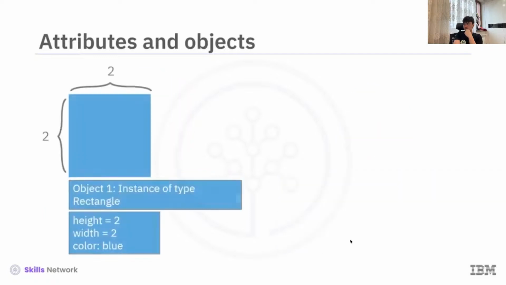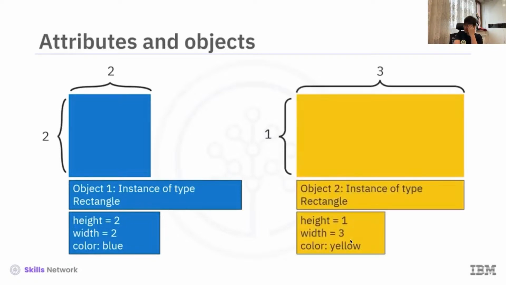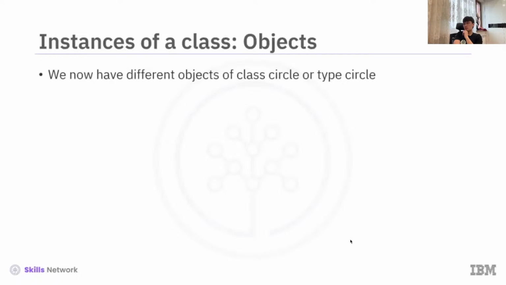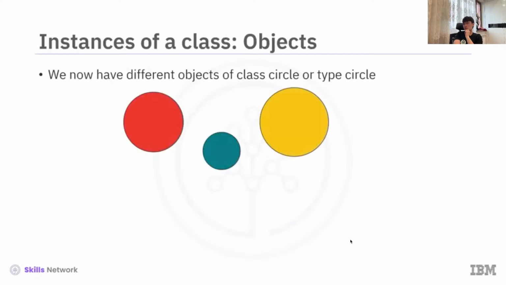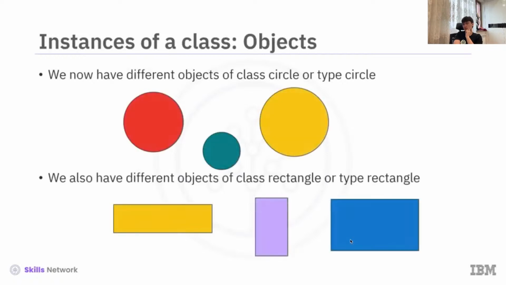We can also create an object that is an instance of type rectangle. The color data attribute is blue, and the data attributes height and width are 2. The second object is also an instance of type rectangle. In this case, the color data attribute is yellow, the height is 1, and the width is 3. We now have different objects of class circle, or type circle. We also have different objects of class rectangle, or type rectangle.